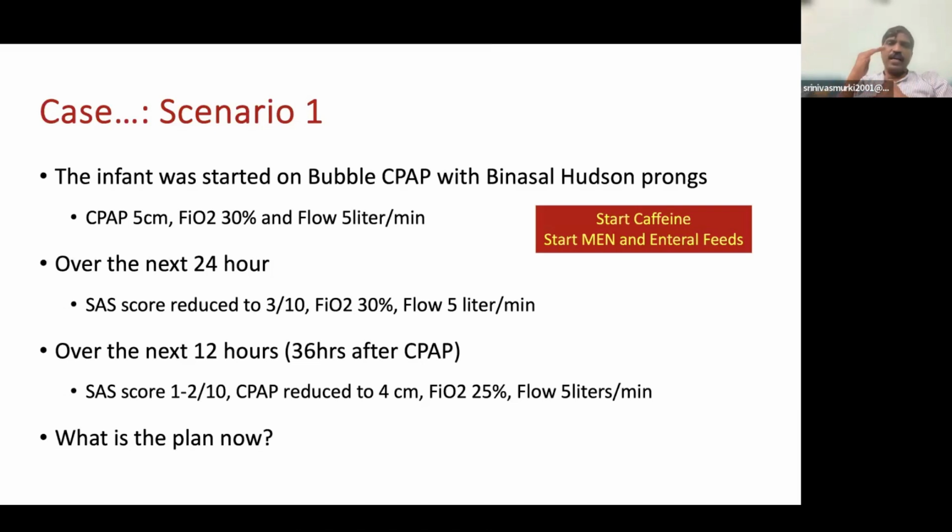This baby, while CPAP was started, had an orogastric tube placed and a caffeine loading dose was also given. And this baby was also started on minimal enteral nutrition of 2 ml, too early, only mother's milk. So this is how you manage a baby on bubble CPAP.